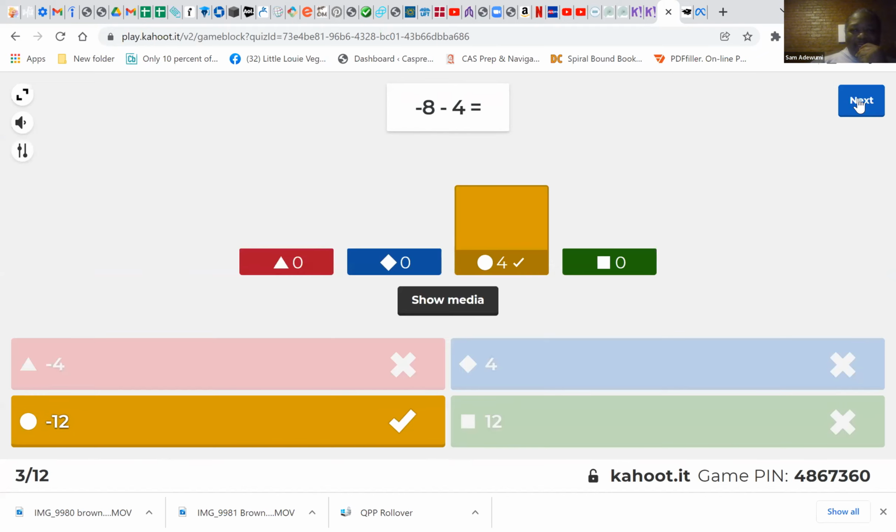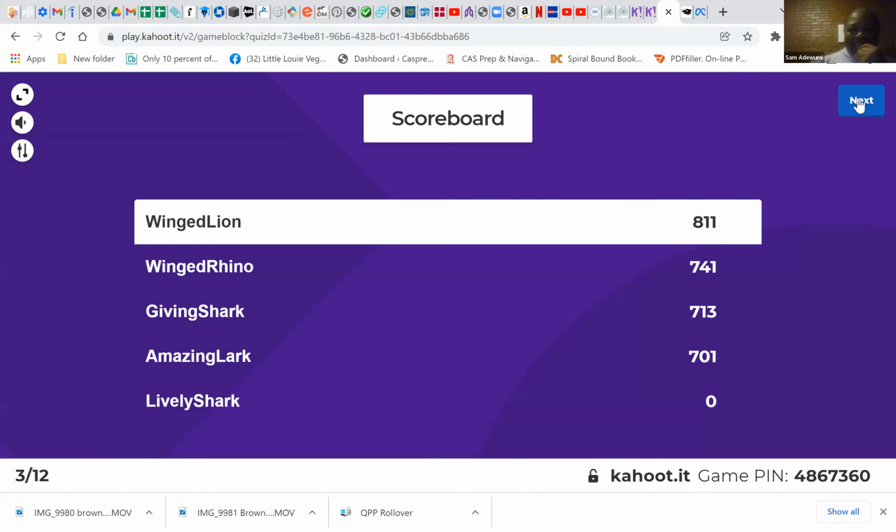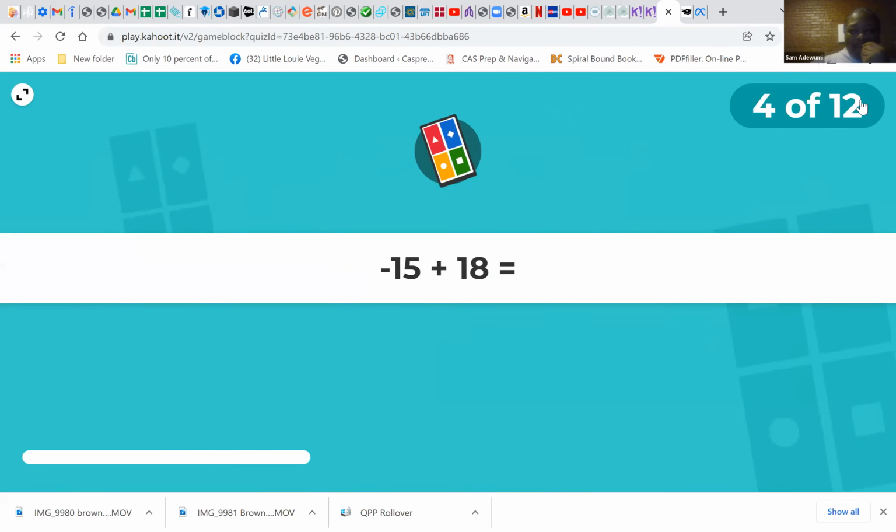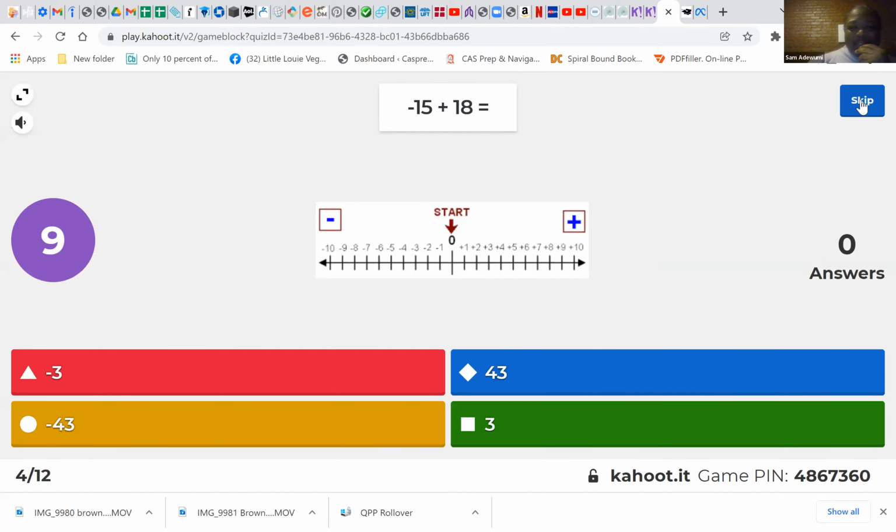Okay, I got 4 folks going for the lead. What happened to Lively Shark? What's going on with you? All right, let's go. Next one. -15 plus 18.